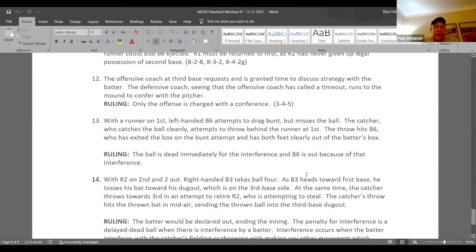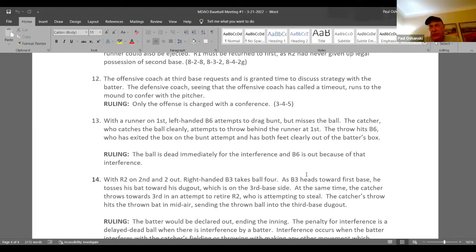Okay, number 12. The offensive coach at third base requests and is granted time to discuss strategy with the batter. The defensive coach, seeing that the offensive coach has called timeout, runs to the mound to confer with the pitcher. So we only charge the offense with the conference, as long as the defensive coach doesn't take up more time than the offensive coach uses.